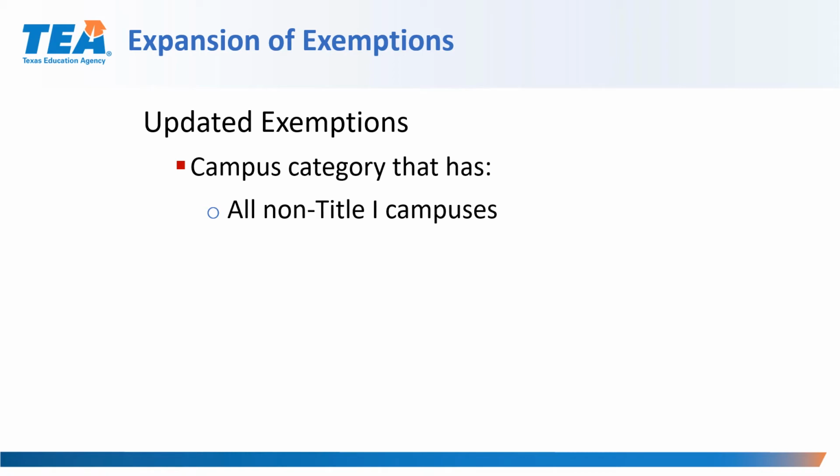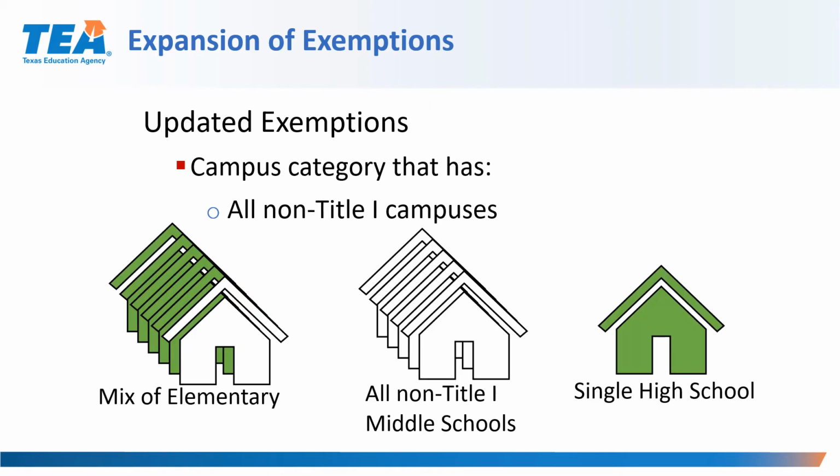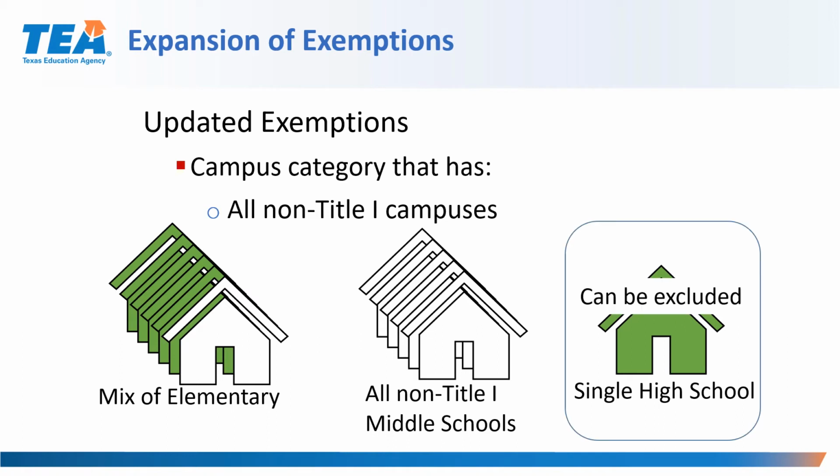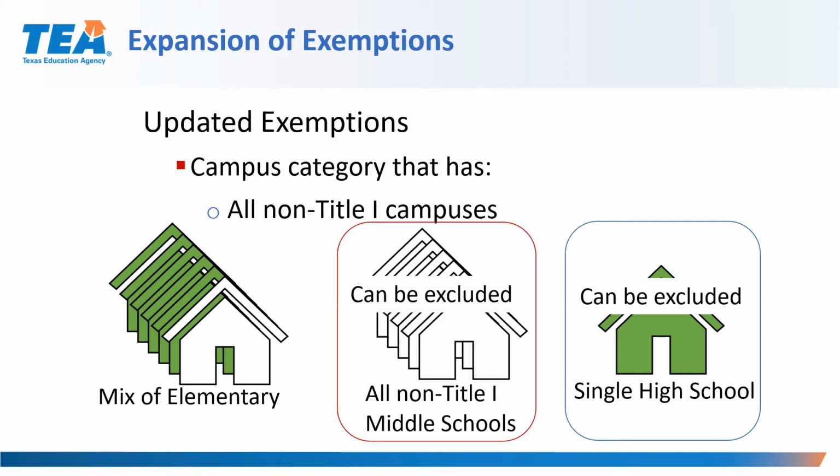If the campus category has only non-Title I campuses, it could also be exempt. In this example, the LEA has a single high school. All of its middle schools are non-Title I campuses, and it has a mix of Title I and non-Title I elementary schools. The single high school could be excluded because it only has one campus in that category.